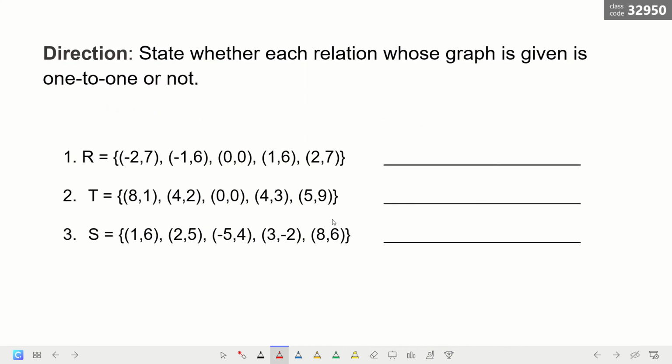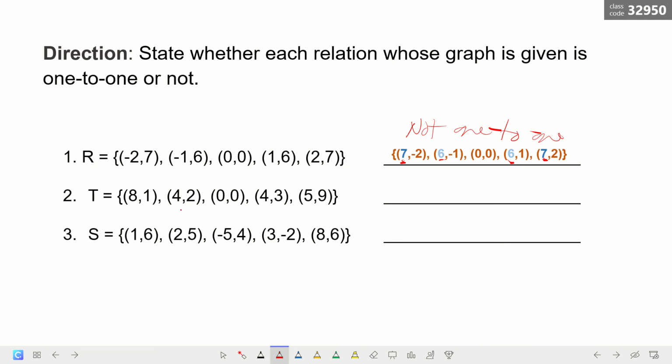Okay, so state whether each relation whose graph is given is one-to-one or not. Okay. So, number 1, if we reverse it, we will see here that in the inverse of the relation R, there are repetitions in our domain. So, there is a repetition of 7 and a repetition of 6. So, therefore, this is not 1-to-1.